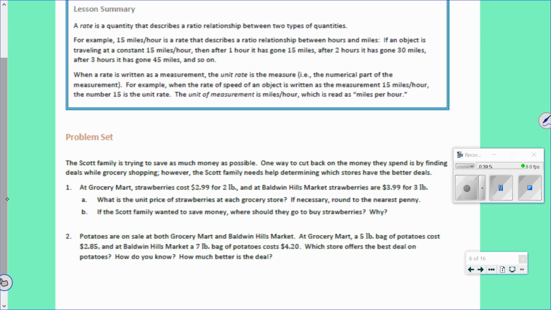Couple things on this one. They're giving you unit rates for two different things. So the easiest way to do this is go down to a single unit rate. In other words, you're going to divide the $2.99 by 2, the $3.99 by 3, and figure out which one is cheaper. This is page 70, your first homework page.